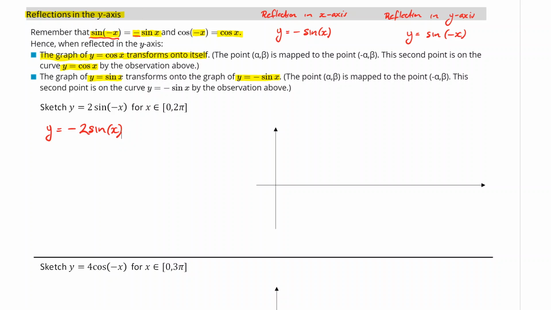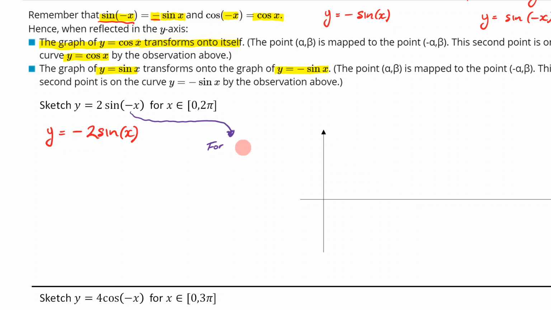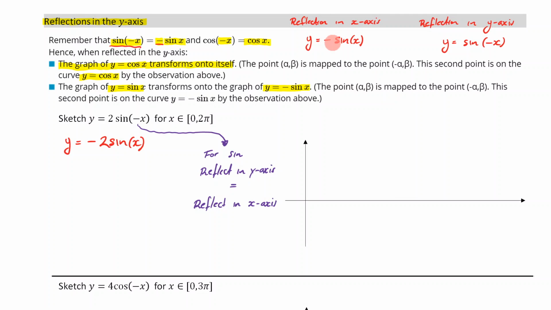So this is the big takeaway message here. I'll do it in purple. This is just for sine graphs. So for sine, when you reflect in the y-axis, it's the same thing as reflecting in the x-axis. And hopefully you can see that by just looking here. You're just taking that negative to the front, and now you've got the negative here, and you know that when the negative's out the front, as we said over here, it's just a reflection in the x-axis. Okay, so let's continue on.